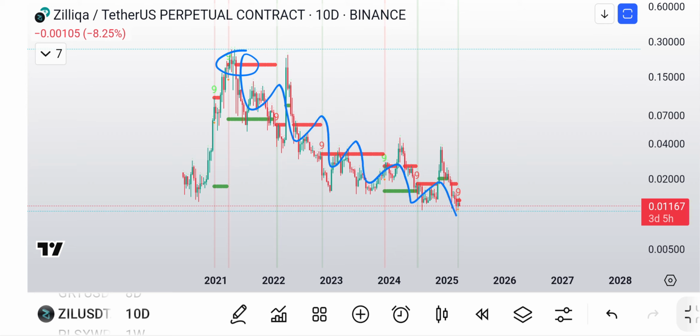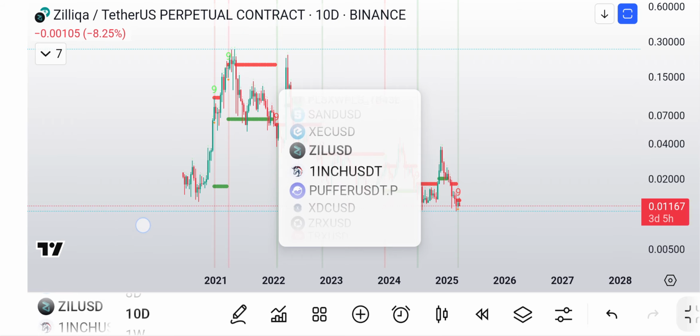We haven't even been in a bull market. So they go, oh, the bull market is over. The bull run is over. What bull run? There's no bull run.